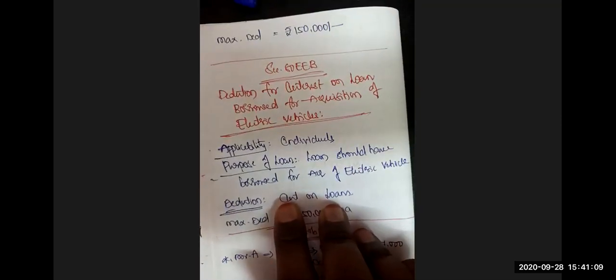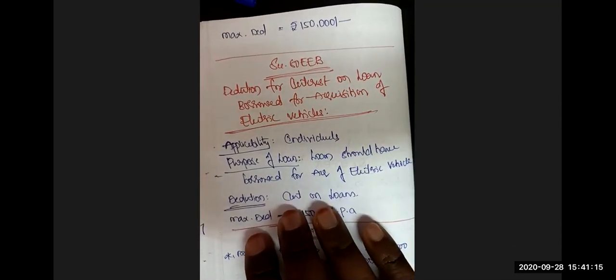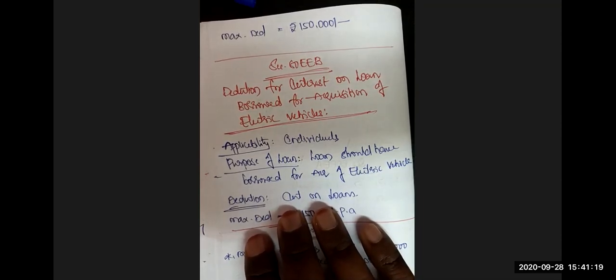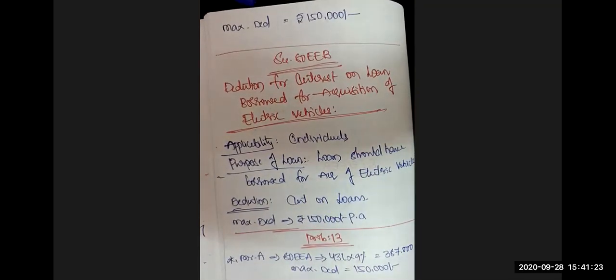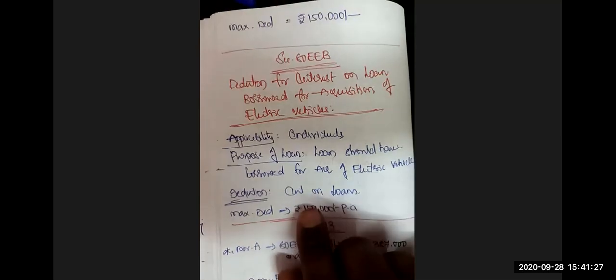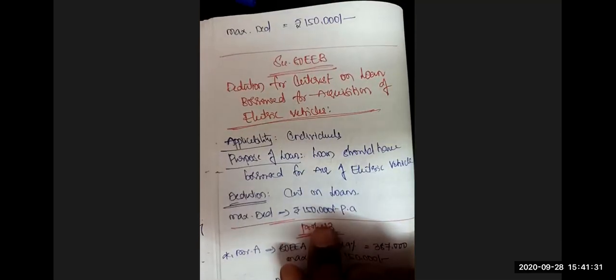So if you have taken any loan for the purchase of electric vehicles, again the condition is that the loan should be borrowed from a financial institution. The purpose must be purchasing electric vehicles. Even if you are going to use that electric vehicle for your personal purpose, it doesn't matter; you are still entitled for deduction. What do you get as deduction here? Interest on loans. And the maximum deduction we can get is 1,50,000 every year.